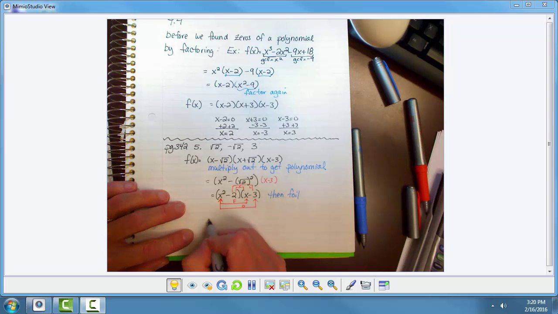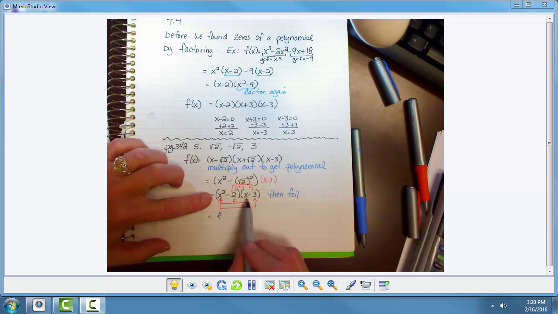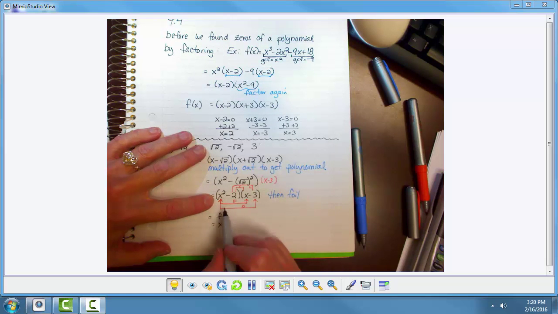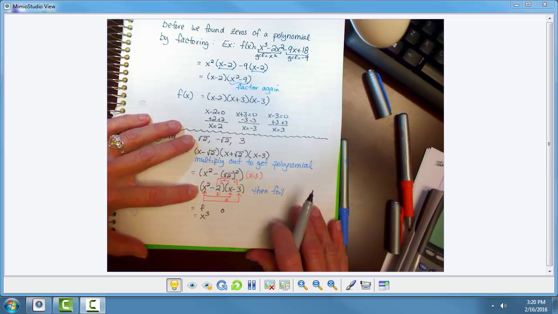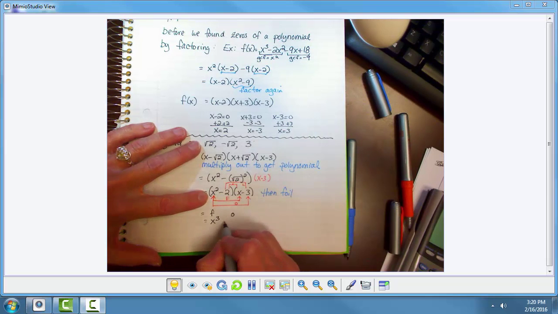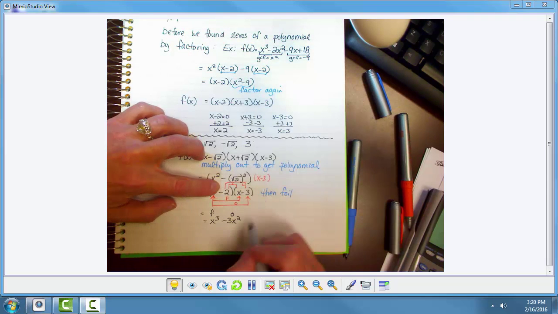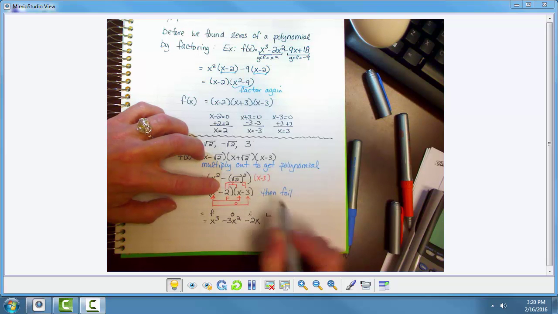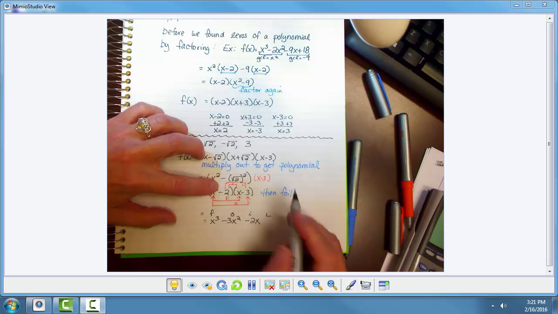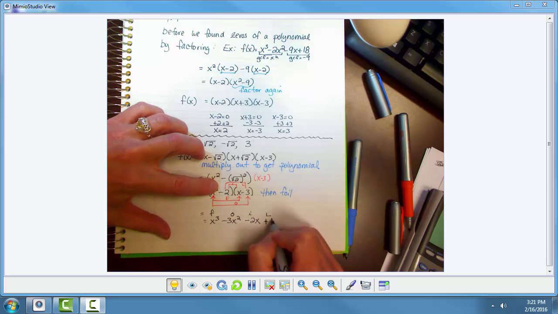So that first times first is x squared times x, which is x cubed. And then outer times outer, which would be negative 3 times x squared, which would be negative 3x squared. And then the inner times inner is negative 2 times x, or negative 2x. And then your last times last is negative 2 times negative 3, or positive 6.